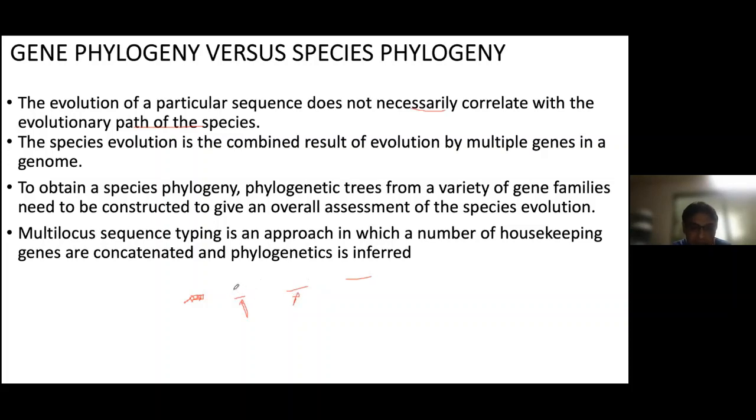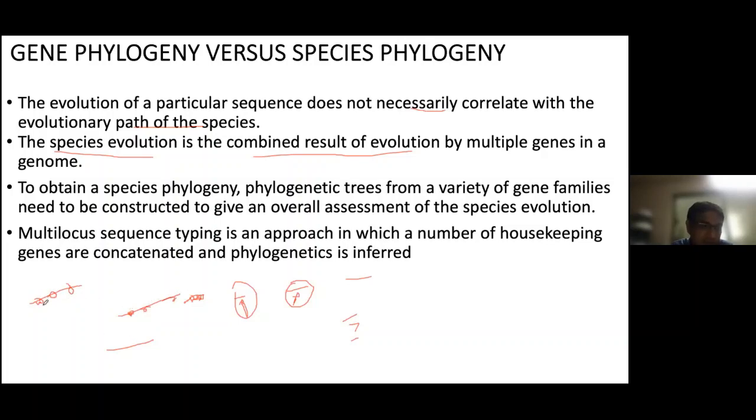So this is less variable. If you create a tree with the more variable genes, you'll find a tree that is different from the tree which you create with the less divergent sequences. So using a single sequence is not a good idea at all. Species evolution is a combined result of evolution by multiple genes. For example, you have an organism here, you have an organism here, and A, B, and C. So it has many genes, for example, here. And say for example, you also have many genes here. So if you just take a single gene, it will not give you the proper result.